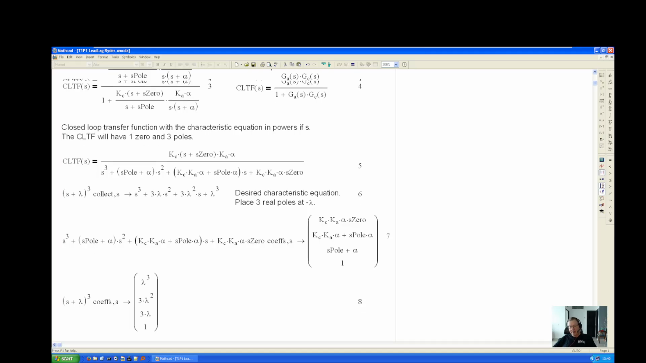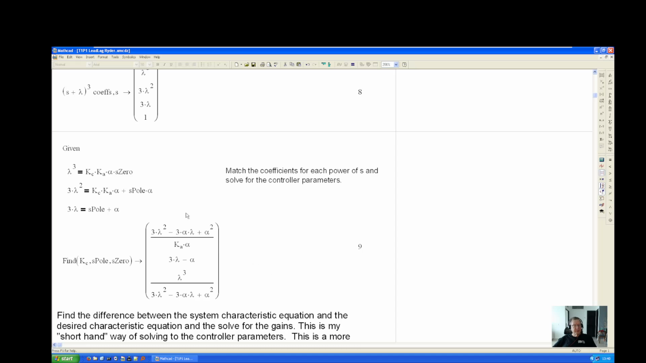So let's just scroll down and see how that's done. So here is where I equate, and then I can solve for the controller gain, the pole, and the zero, and these are the equations. So this is the gain, pole, and zero.